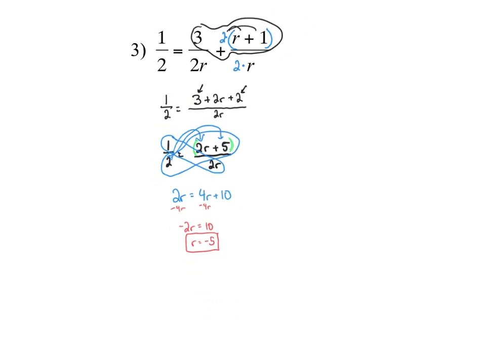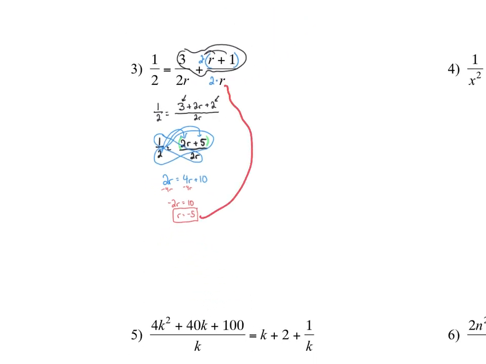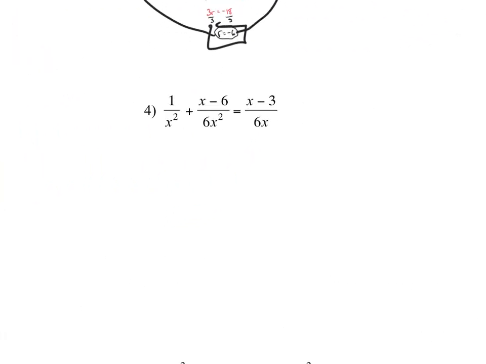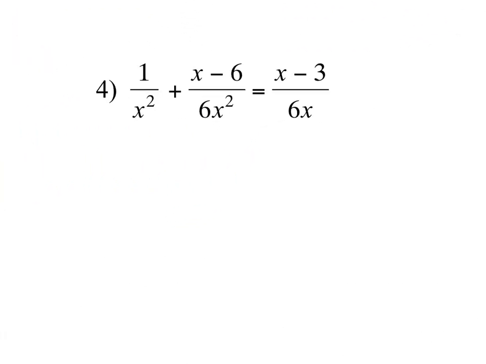That's going to be my answer unless it doesn't work, right? Unless it's here, it's not going to create a problem. Here, it's not going to create a problem, right? It's not going to create a 0 on the bottom. So we're good, negative 5. Next one, ooh, x squareds. Yikes. It's okay, we're going to get this done.